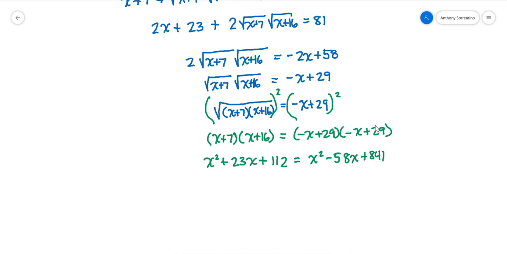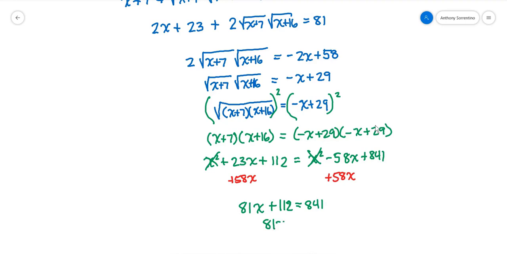So I do have a quadratic equation, but ultimately I want my x squareds on the same side. When I do that, I'm going to be subtracting x squared from both sides to make that happen. They just disappear, so this becomes more of a linear equation. I'm going to add 58x to both sides. And that's going to give me 81x plus 112 equals 841.